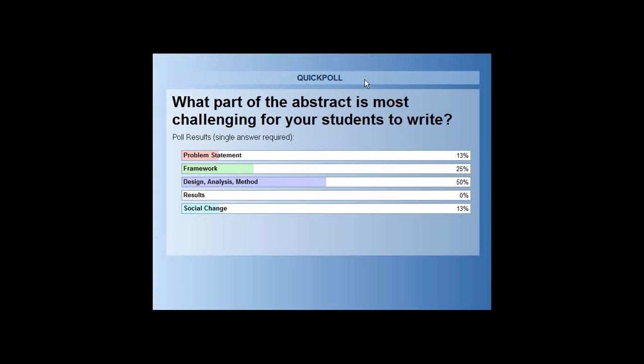All right, so it looks like the majority of you voted that the design, analysis, and method is the most challenging part of the abstract for your students to write.